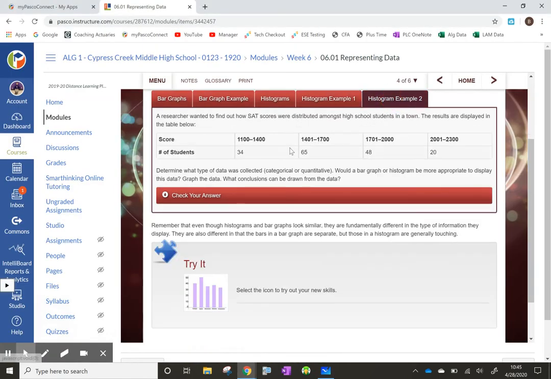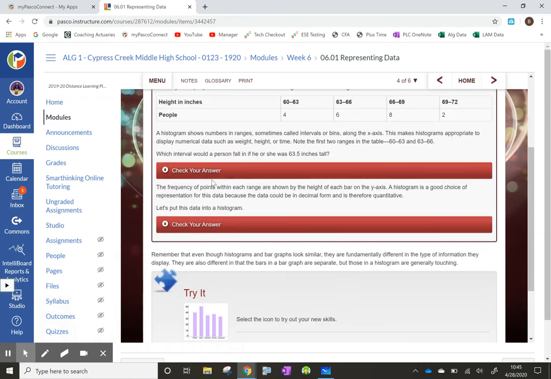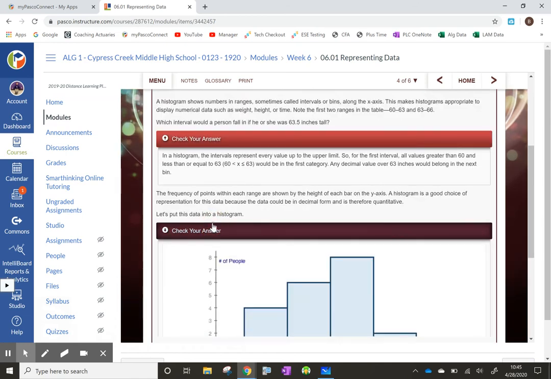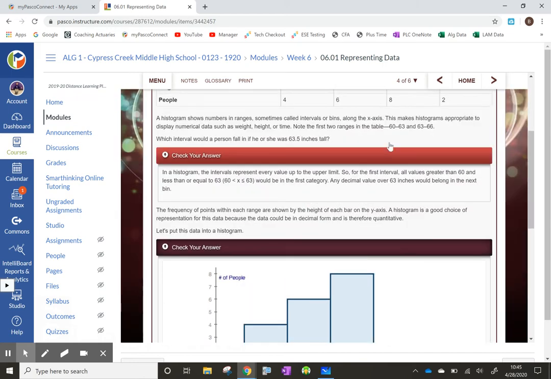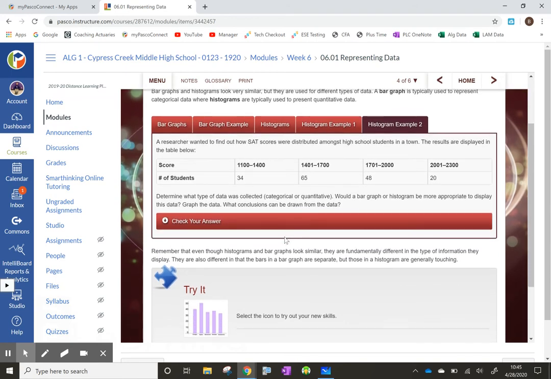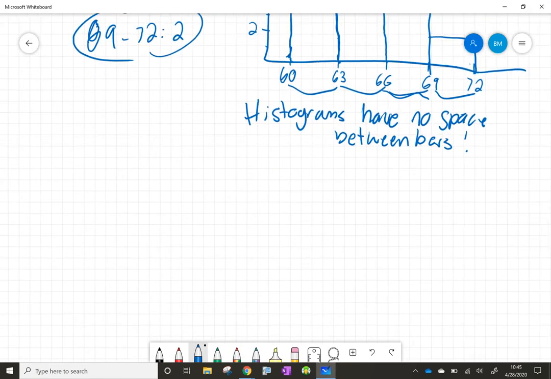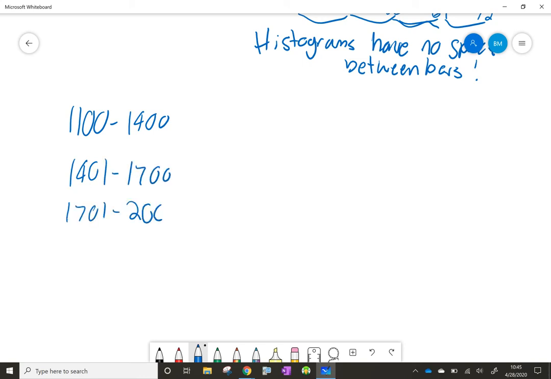So let's look at another example to get kind of an idea. Also, let's see how this one worked, just to make sure the answers look good. And yeah, see, so theirs is pretty much the same as mine, which is awesome. So let's try example number 2. So we have our ranges 1100 to 1400. Let me write these down. 1100 to 1400. Then we had 1401 to 1700, 1701 to 2000.